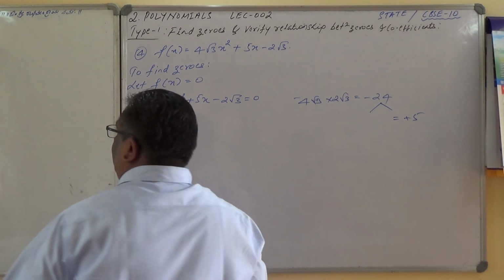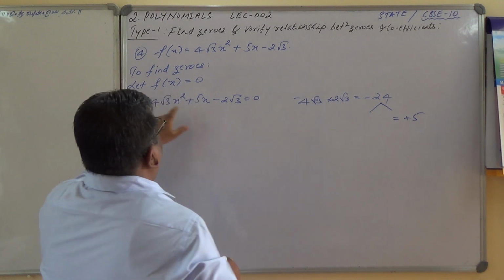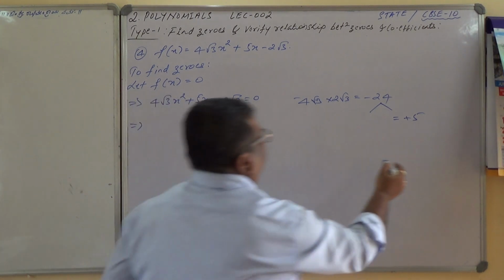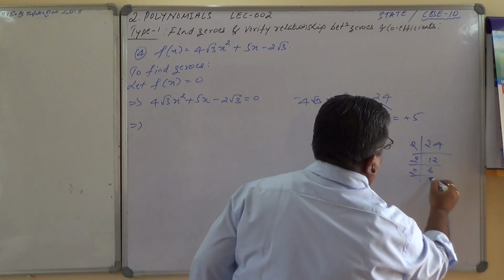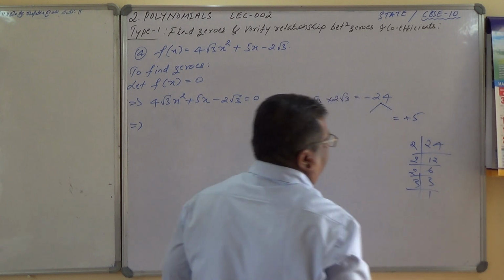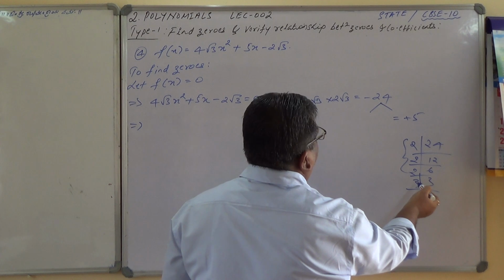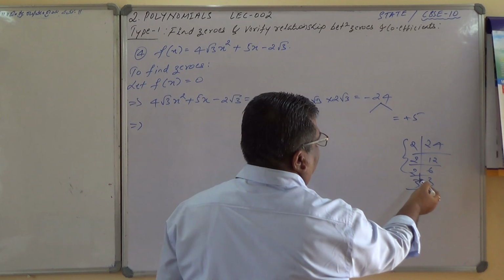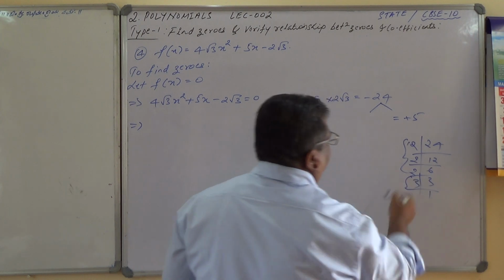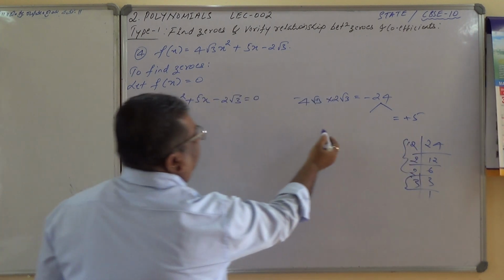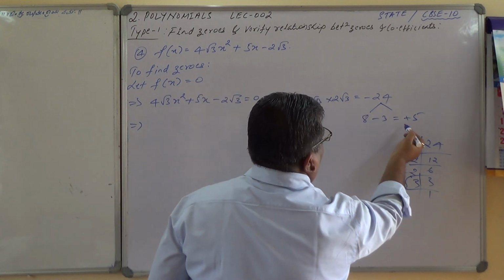Whether it is correct or not, let me check it. 4 root 3 x square plus 5x minus 2 root 3. 4 into 2, 8, 3 is 24. It is correct. So let me factorize it. 24. 2 12s are, 2 6s are, 2 3s are, 3 1s are. Okay. So try to combine this over here. 4 6, which is not possible. 8 and 3 is possible. So here I'll write plus 8 minus 3. Plus 8 minus 3 is plus 5.